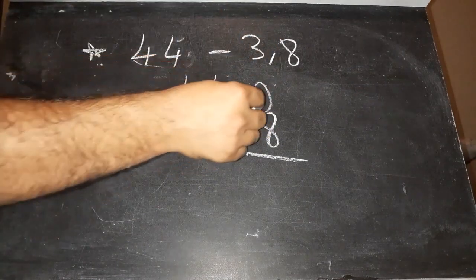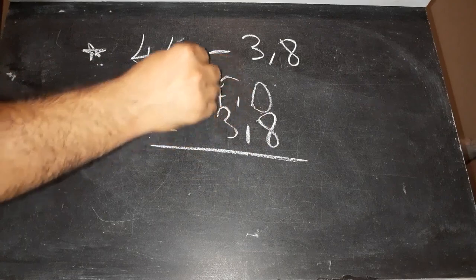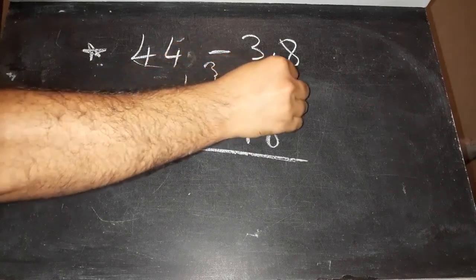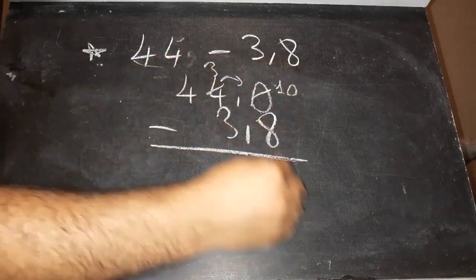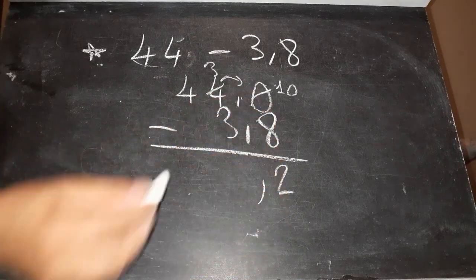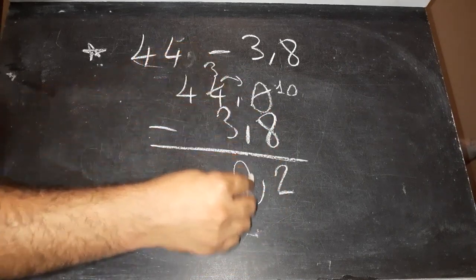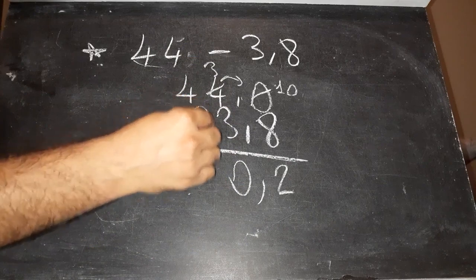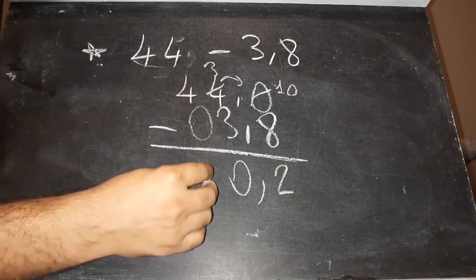Okay, so now 0 minus 8, no, borrow. That will be 3, 10. 10 minus 8, 2, comma, comma. 3 minus 3, 0. 4, there is no number, which means 0. 4 minus 0 will be 4.